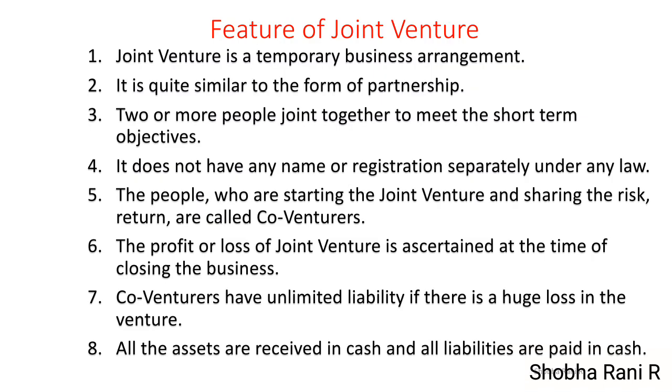The following are the important features of joint venture. Joint venture is a temporary business arrangement. It is quite similar to the form of partnership. Two or more people join together to meet short-term objectives. It does not have any name or registration separately under any law. The people who start the joint venture and share the risk and return are called co-venturers. The profit or loss of joint venture is ascertained at the time of closing the business. Co-venturers have unlimited liability if there is a huge loss in the venture. All the assets are received in cash and liabilities are paid in cash.